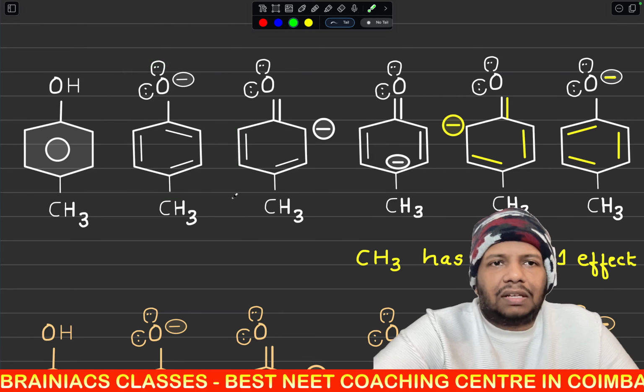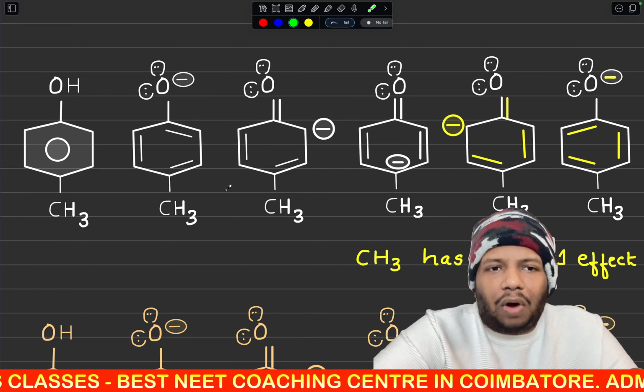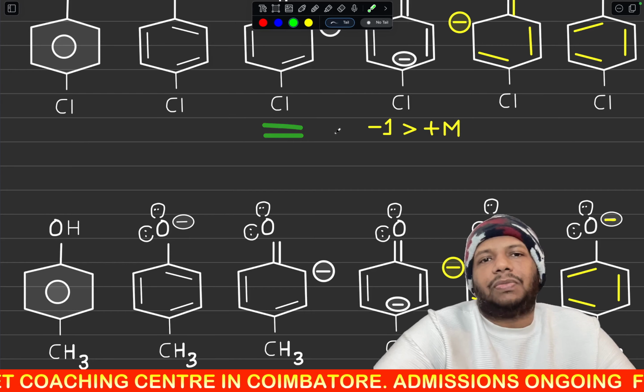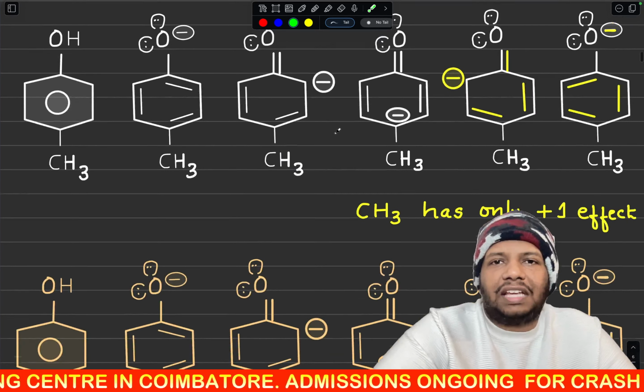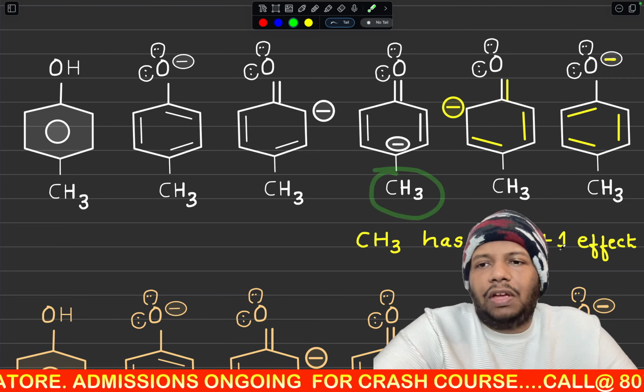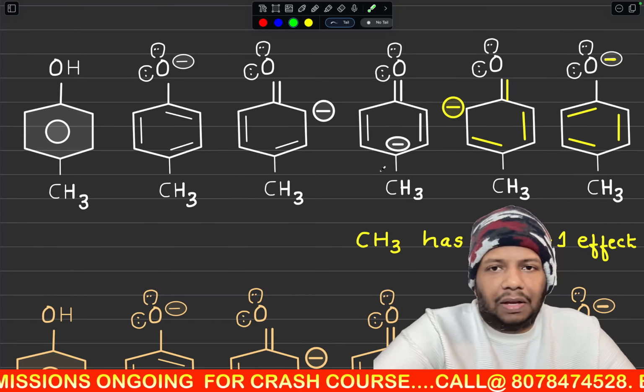Okay, no doubt in that. So this is also a good acid, but how can its strength be compared to the earlier one where it has chlorine? Now it has CH3. The difference is that when CH3 comes at this position, we know that it has a plus I effect. So what will it do?